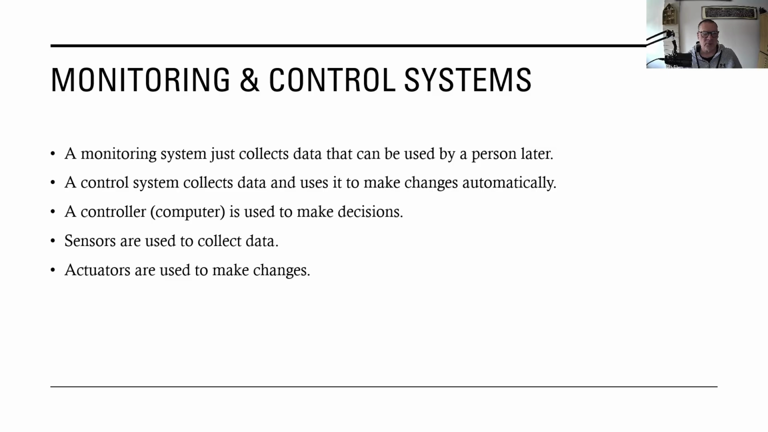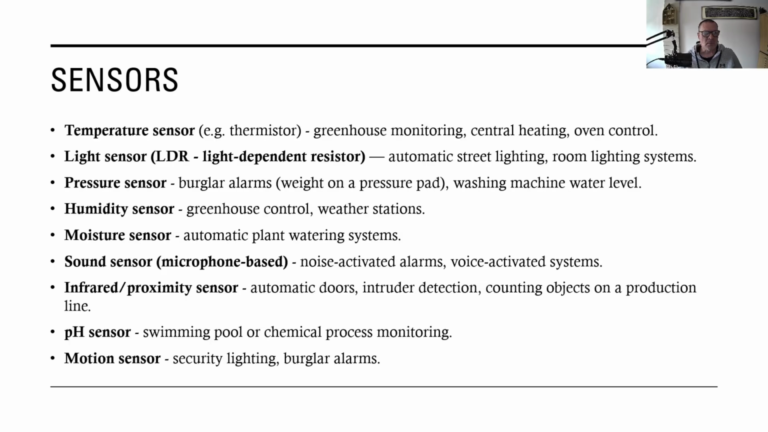The sensors collect all the data, they pass it into the controller, which can look at that to make decisions. And then something called actuators can be used to make the changes to the actual physical system. There are lots and lots of sensors that you could be using. Here are some of the more common ones.